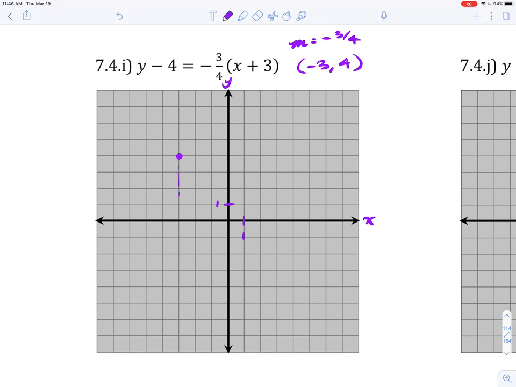Where is -3, 4 these days? Like here? And drop 3, run 4. I'm going to drop 3, I'm going to run 4 to get there. Drop 3, run 4 to get there, and continuing the pattern in the other direction. Ciao.